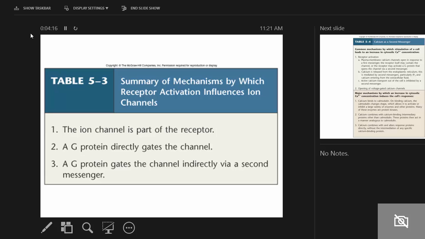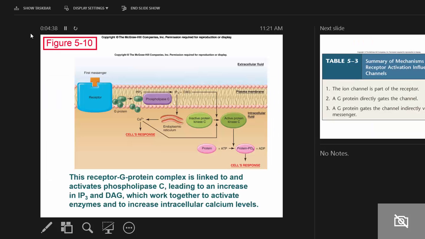So, the summary of the mechanisms by which receptor activation influences ion channels. In one, the ion channel is part of the receptor. Remember, in the very first kind, the nicotinic acetylcholine ion channel, the one we're going to look at when we do skeletal muscle, that's part of the receptor. In another, a G protein directly gates the channel. So going back here, if there's a channel here, you could have the alpha subunit of the G protein move over, and let's say this is a channel instead of an enzyme, and then the alpha subunit would activate the channel. That's possible too.